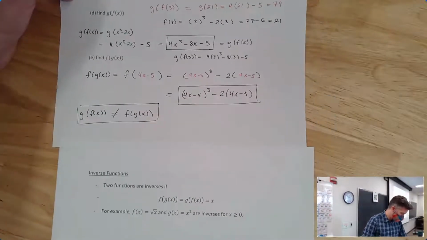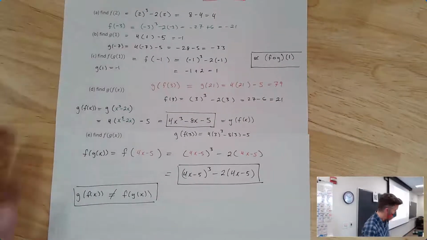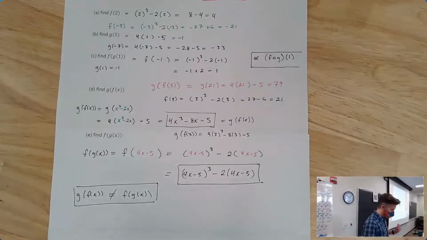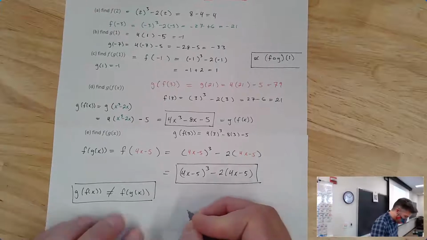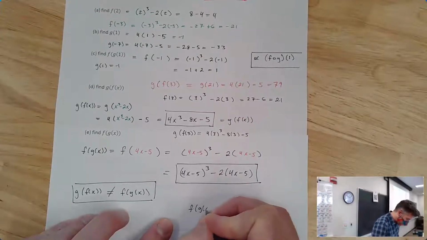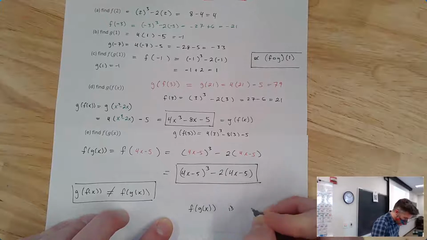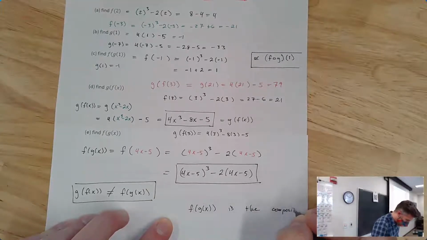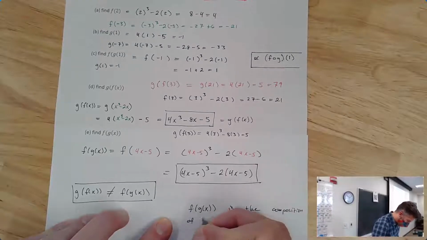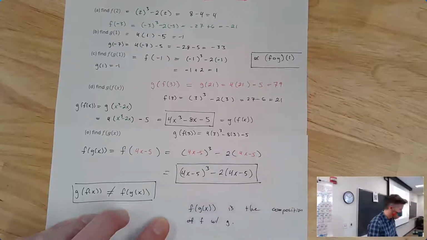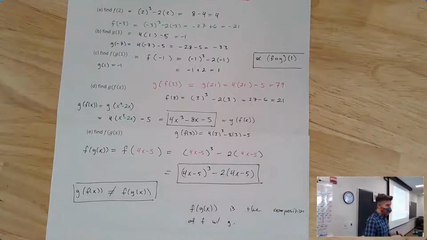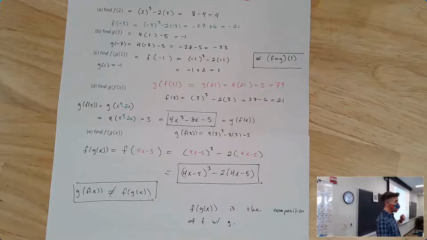And I suppose I should say something first here. I kind of failed to mention the language here. When we write down f of g of x, this is the composition of f with g. No one really is ever going to say that, but in case you see it in a book somewhere, that's what they're going to say. You compose two functions. You do f of g of x, f composed with g of x.